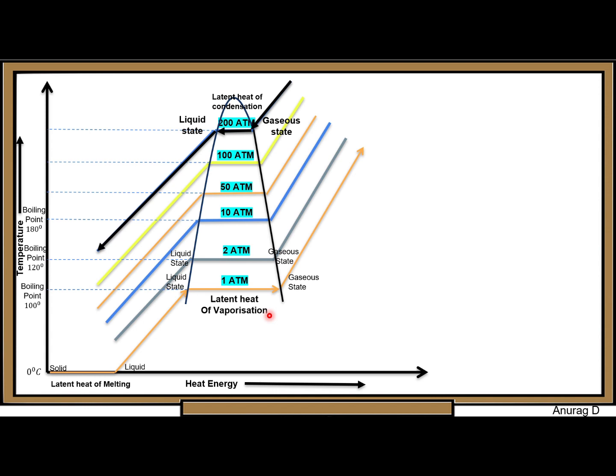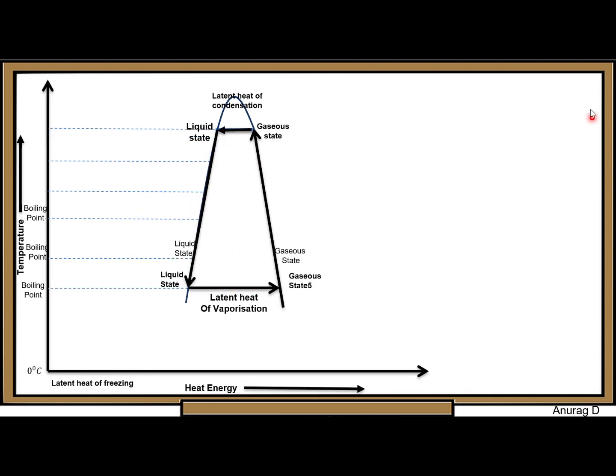This whole process is there for water. As we are using refrigerant gases as the working substance in our fridge or AC, they behave the same as water at a different atmospheric pressure. So here we require this curve only to understand how our AC or refrigerator works.